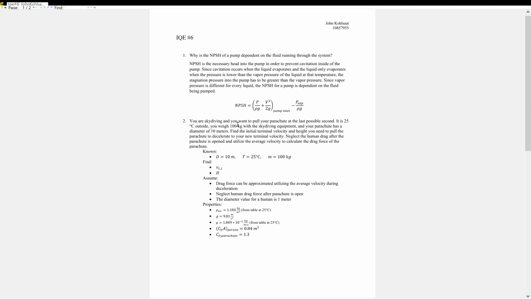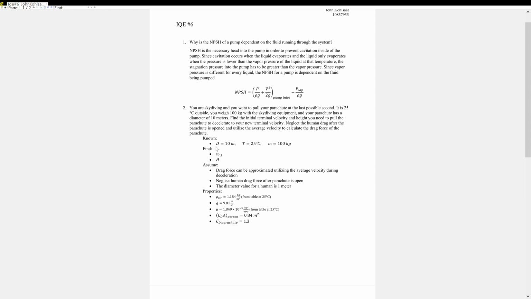Neglect the human drag after the parachute is opened and utilize the average velocity to calculate the drag force of the parachute. And so we aren't given a whole lot in this problem. We're only given the diameter of the parachute, the ambient temperature, and your mass. And you're told to find the terminal velocity and the height you need to pull the parachute.